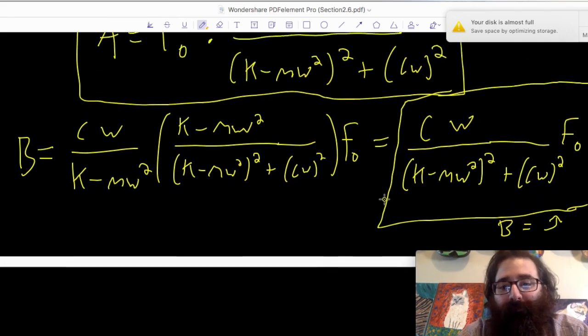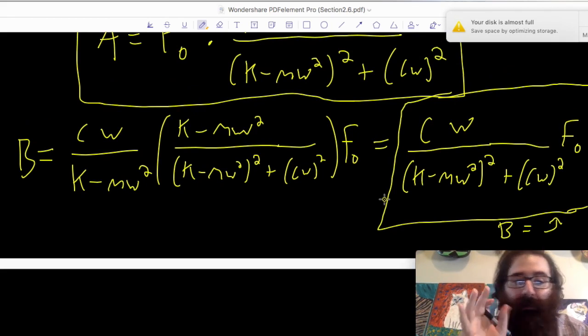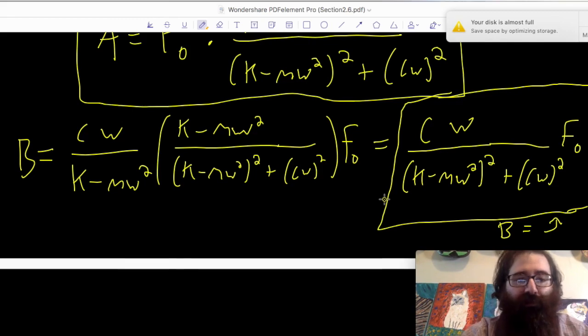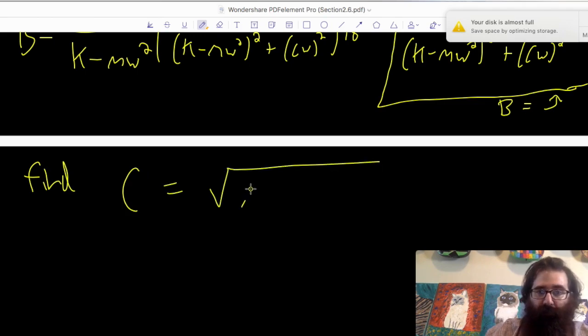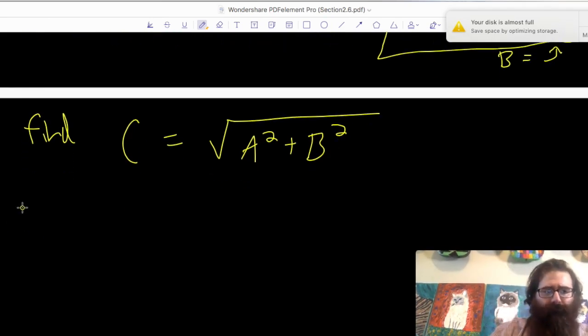I got more room because we got more to do. I want to build that, so this gives me a and b for my cosine omega t and my sine omega t, which is great, but I want to make this into one sinusoidal function. So I really want to find c, which is the square root of a squared plus b squared. Don't get mad at me, because we're almost done. And then we can do some more problems.